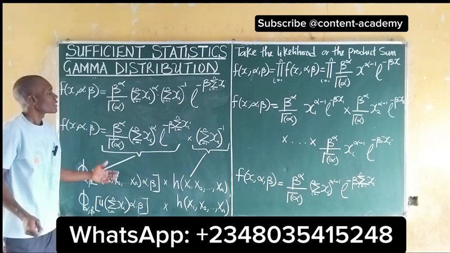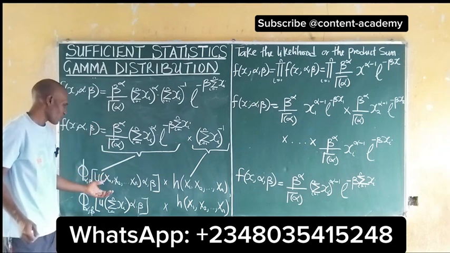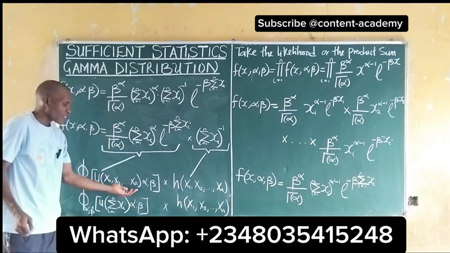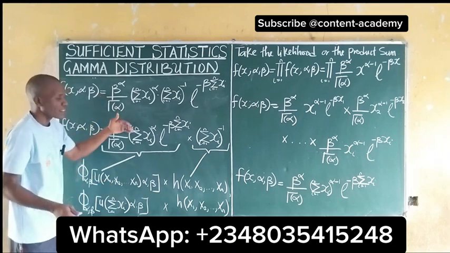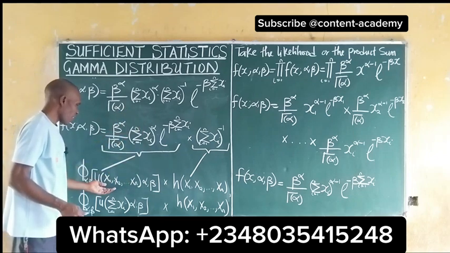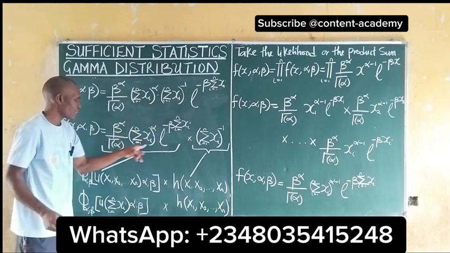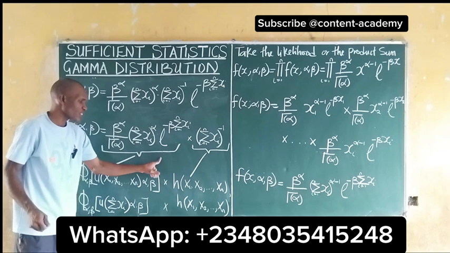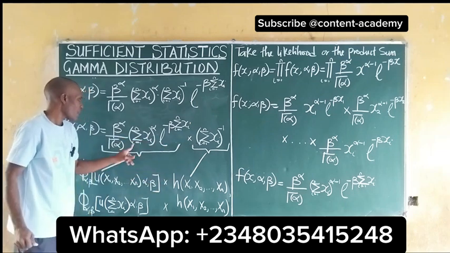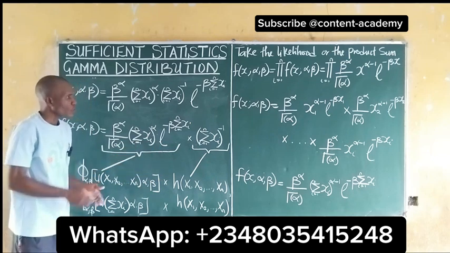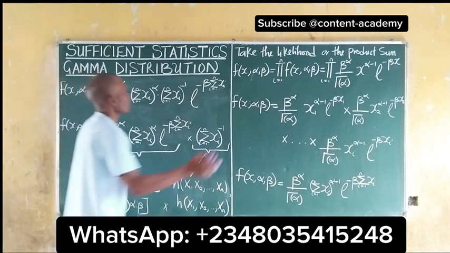So we can make our final statement if we wish. We have succeeded in finding the sufficient statistics for the gamma distribution. What we have here is the factorization theorem, which states that for a statistic to be sufficient, it must be factored out into two components. We have taken the likelihood function to get this, and we have succeeded in factoring it out into two components. So this is one of the components, and this is another component.